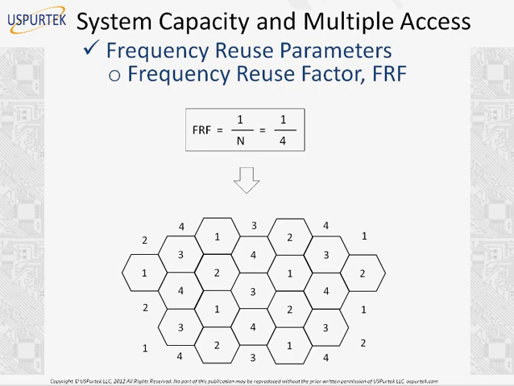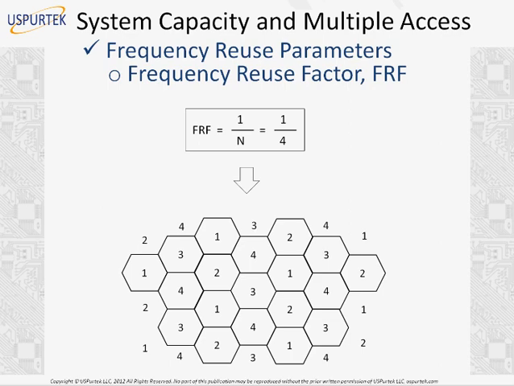Okay, so next slide. Now another important factor is the frequency reuse factor, FRF. This is the reciprocal of n. So if we have divided our frequency spectrum into 4 channel sets, then 1 by 4 is the frequency reuse factor. That means in one cell we are using only 1/4 of the spectrum available.